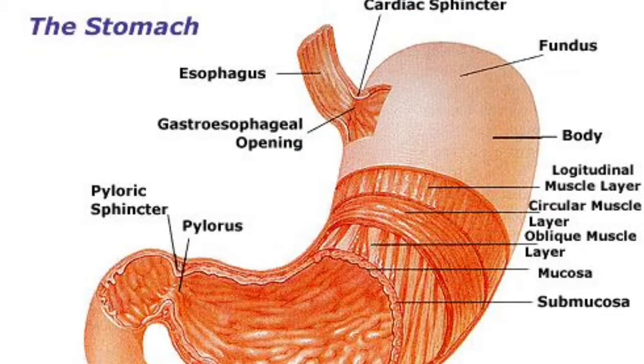In order to begin digestion in the stomach, food must pass through the cardiac sphincter, which is the muscular valve that closes to seal the entrance to the stomach. Similarly, the pyloric sphincter is the muscle that regulates the exit of chyme from the stomach into the small intestine. Both of these sphincters play an important role in preventing the regurgitation of food in the digestive system.